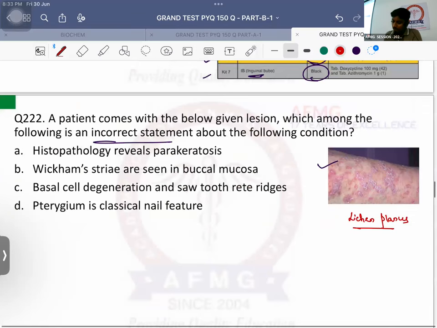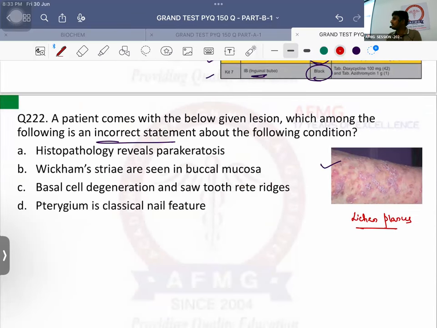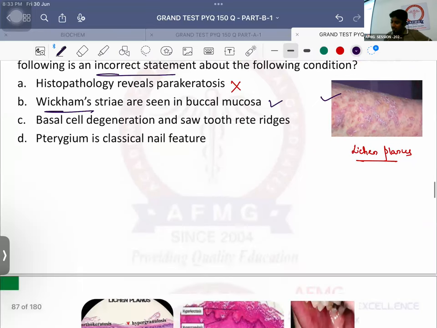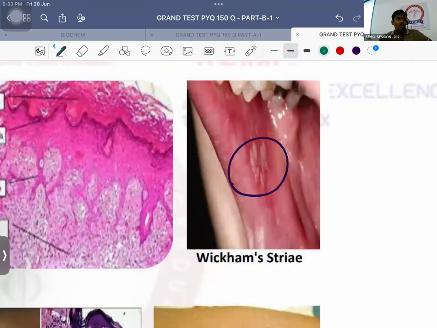Option A says histopathology reveals parakeratosis. We have seen parakeratosis is a feature of psoriasis, not a feature of lichen planus. Okay, Wickham's striae seen in buccal mucosa. Yes, the oral reticulate rashes, which can be seen on skin or the oral mucosa, known as Wickham's striae.